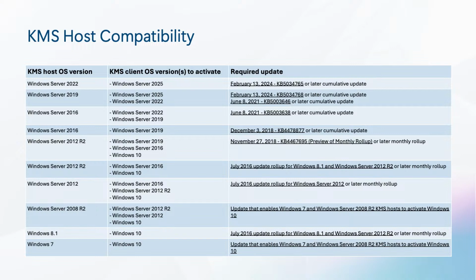And the compatibility matrix that I've got is pointing out, if you're running Server 2022 as your KMS host, we have required updates that need to be added to make sure that we're compatible with the up-level activation. So for, say, 2019, we can activate 2019, 2022, and 2025, assuming you have the updates that are called out on this slide.